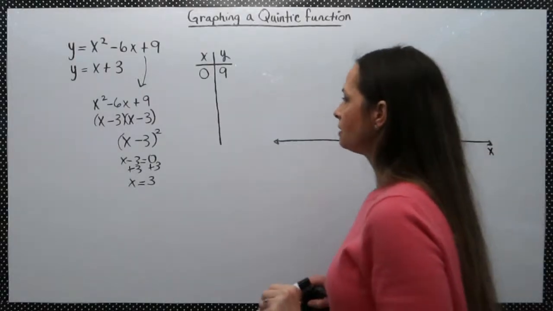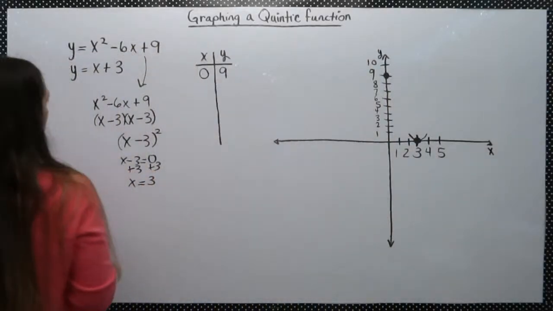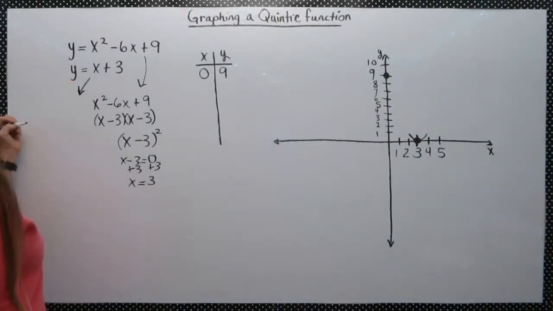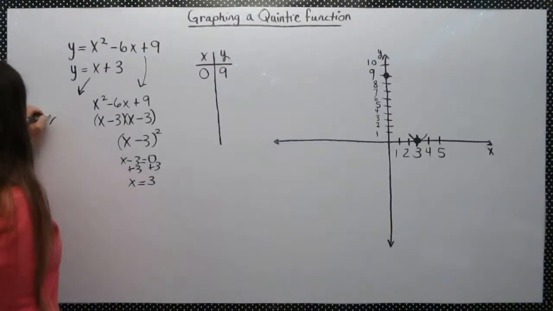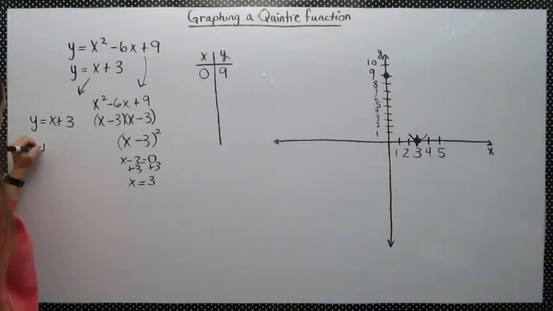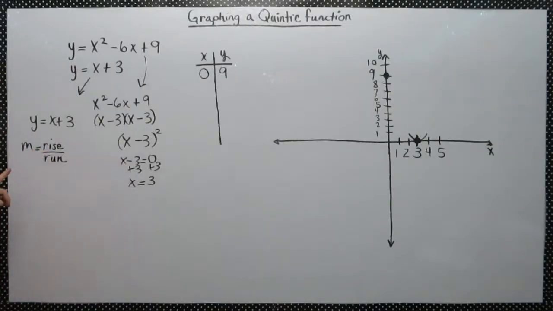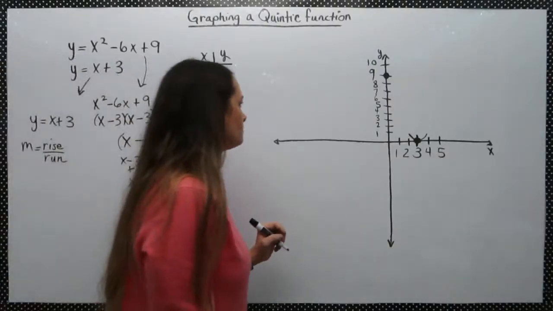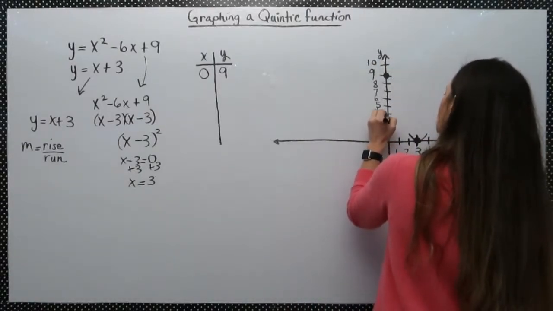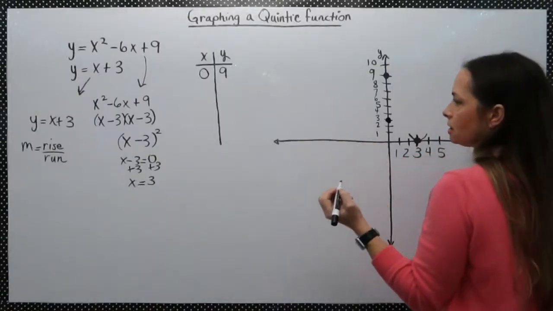Okay, so we've already kind of got the behavior of this function. And then we have this function here, y equals x plus 3. Remember slope, m, is rise over run. So you've got a 1 over 1 with a y-intercept of 3 for your linear function. So you've got this point here at 0, 3.